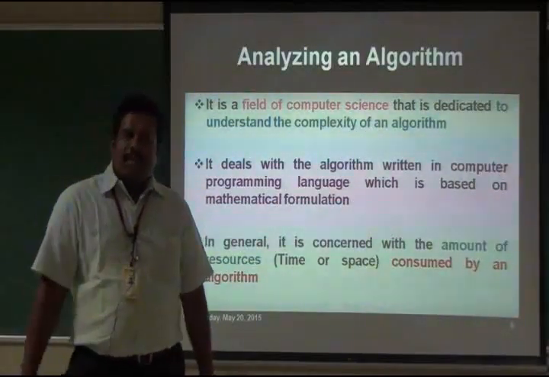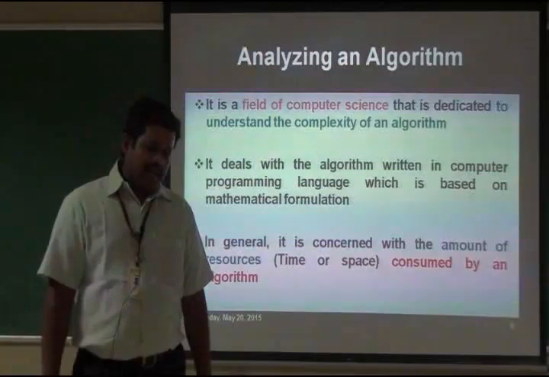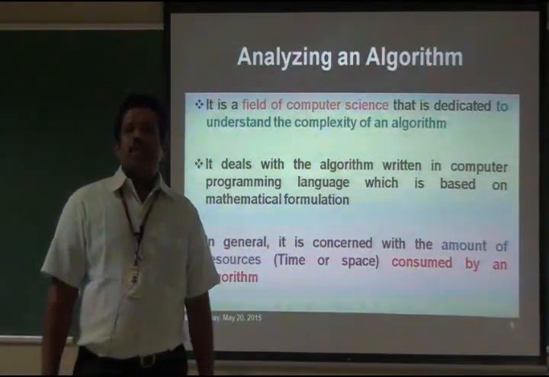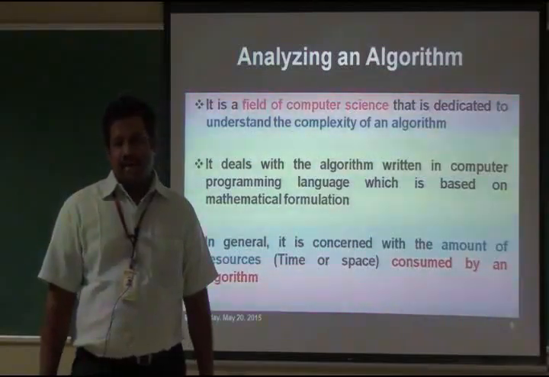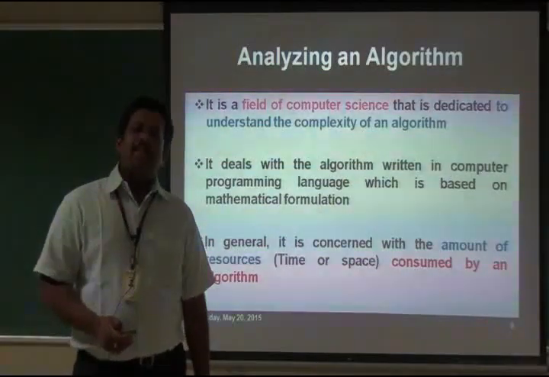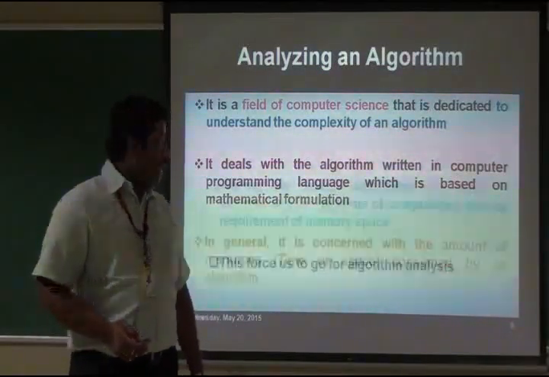Next basic term to be remembered is analyzing an algorithm. Analyzing an algorithm is an important research area which is mainly used to analyze the complexity of an algorithm. There are two types of complexity that can be assessed: one is time and space complexity, as we discussed earlier.